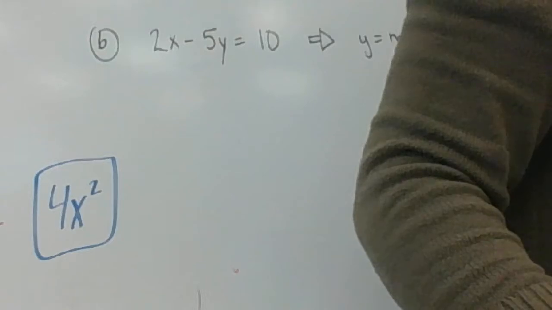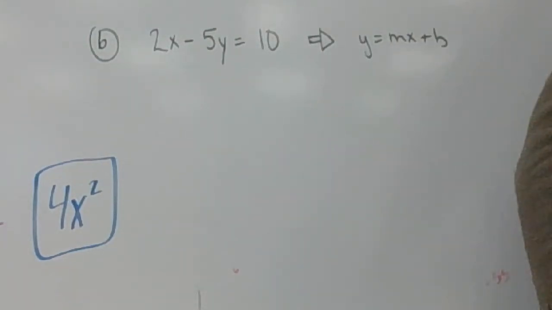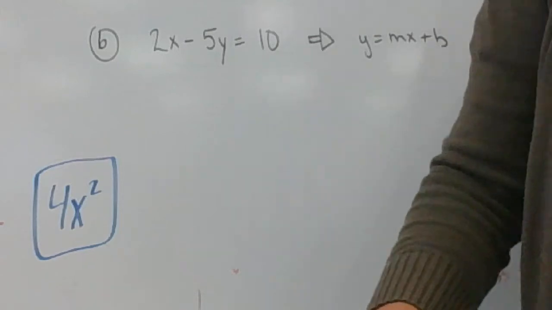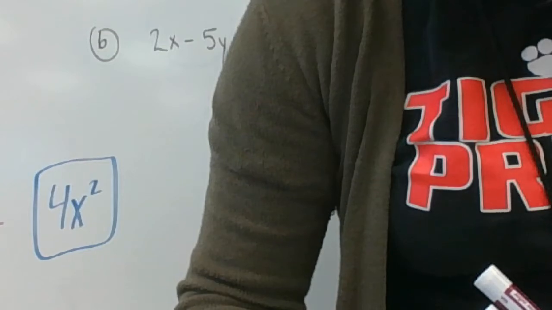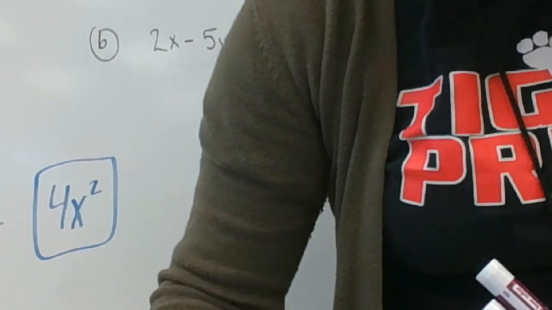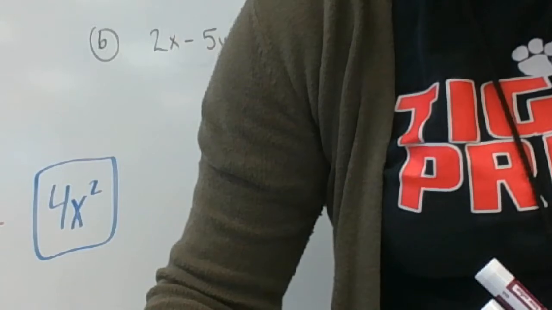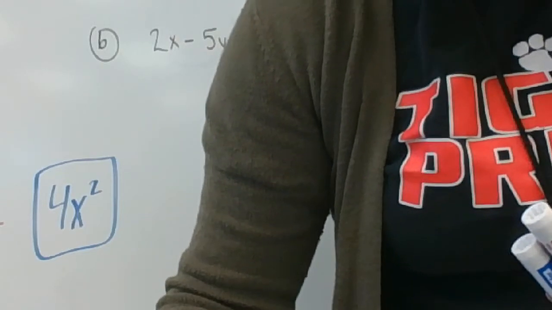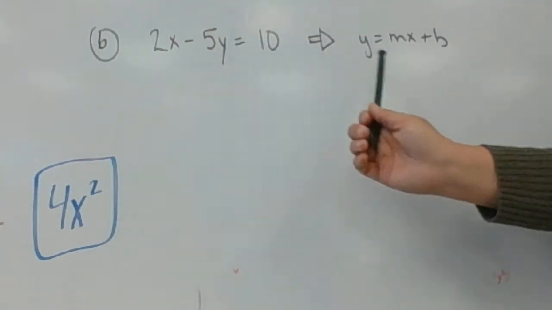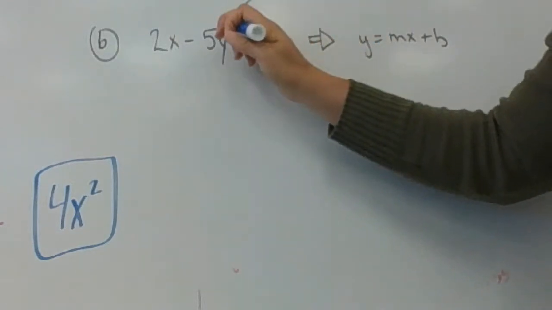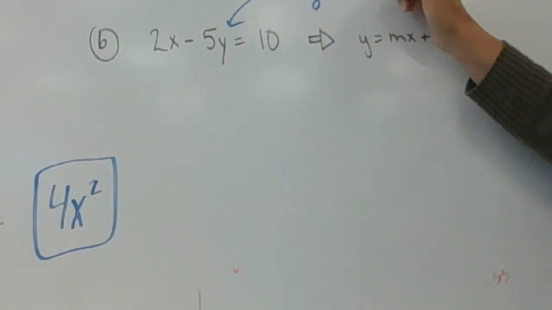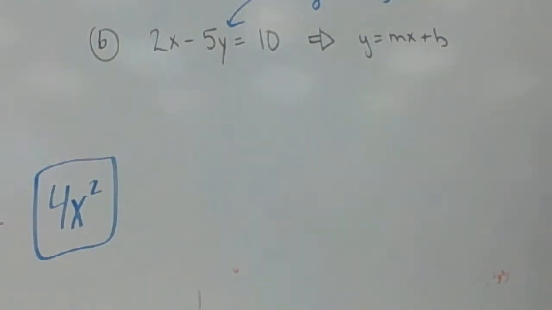All right, number 6 says, what is the slope? And this is not slope-intercept form. This, as it's given, is called standard form. If it was in slope-intercept form, we would know that the slope is the number in front of x. So you have to convert it to y equals mx plus b. You have to do the work to get y alone. Reorder it. Get y alone. And the number in front of x is the slope.